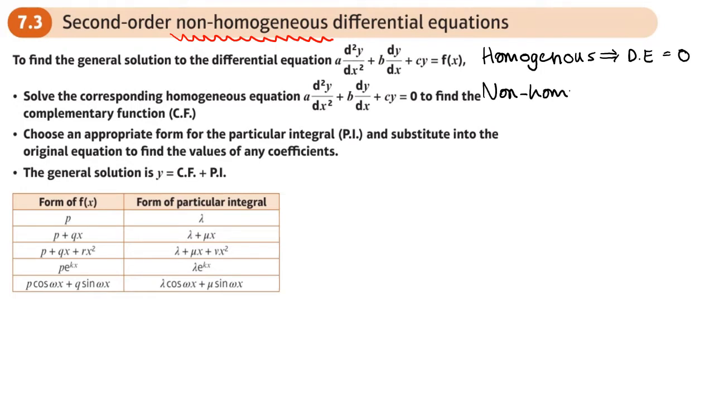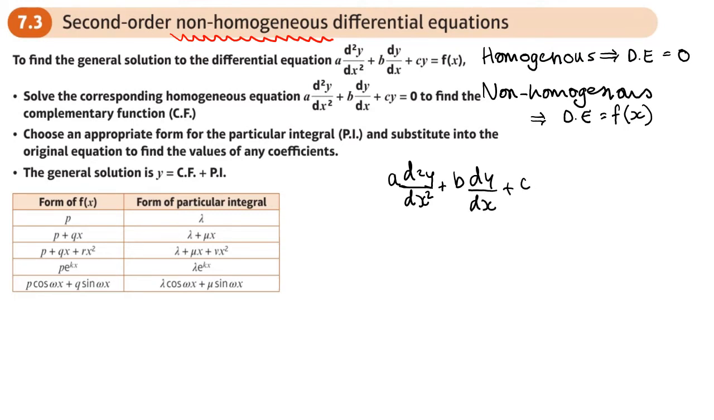Non-homogeneous is where you have your differential equation equal to a function of x. Now the form of f of x could look like any of these here. So f of x could be just a constant, it could be linear, it could be a quadratic, it could be an exponential, or it could be one of these which is a combination of sine or cos. Let's write down what our differential equation might look like.